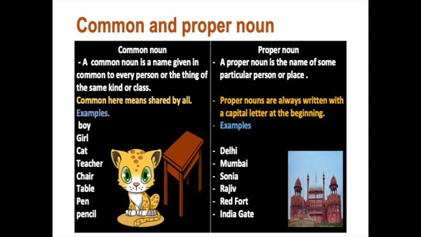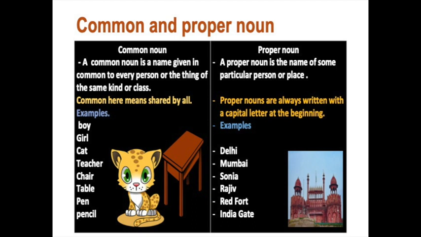Common and proper nouns. Common noun, as the name suggests, is common. A common noun is a name given in common to every person or thing of the same kind or class. For example, if I say there are many people, or there are children in the class, I am not specifying any child. There are teachers standing over there. Teachers, children, people. I am not specifying any of the kind, but everything has a common name. So that particular common name is a common noun.